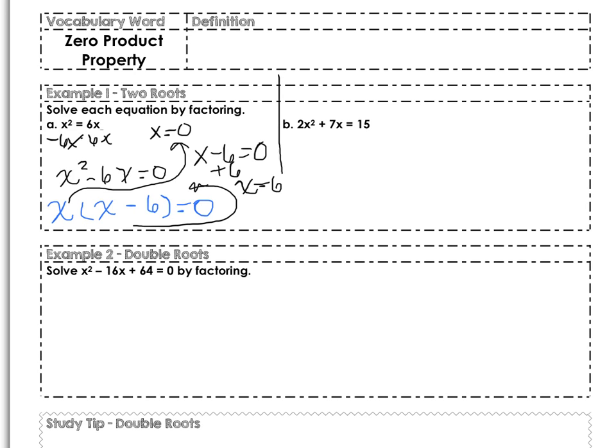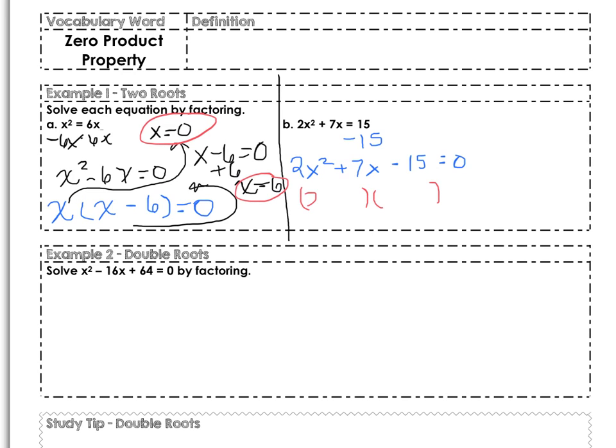And these are my two solutions for this first problem. Let me put them in red, that way they stand out. The next one, once again, I need to get it set equal to 0, so I'm going to subtract 15, getting me 2x squared plus 7x minus 15 is equal to 0. Okay? Well, to factor this, I'm going to create my two sets of parentheses.